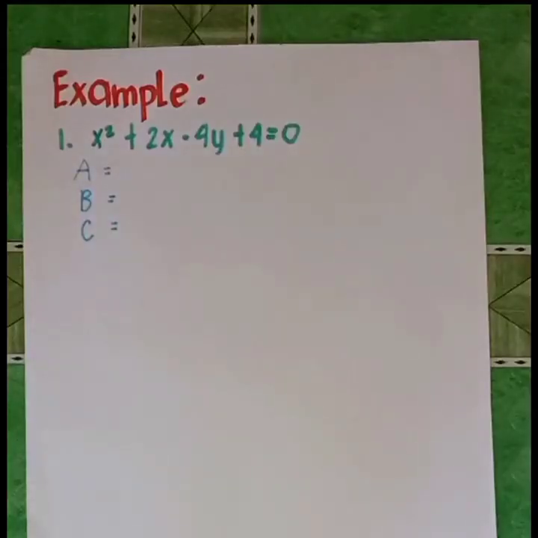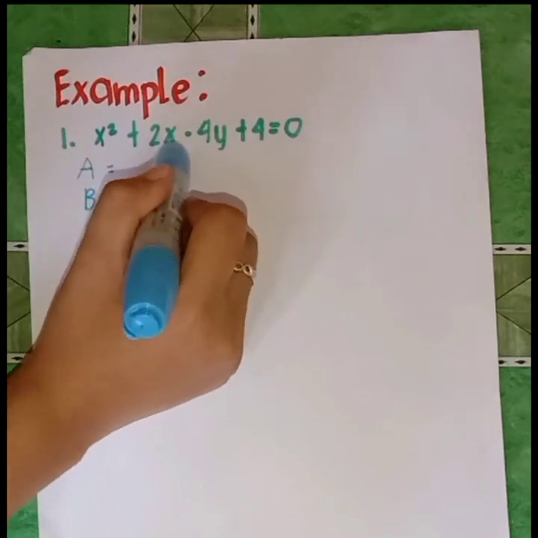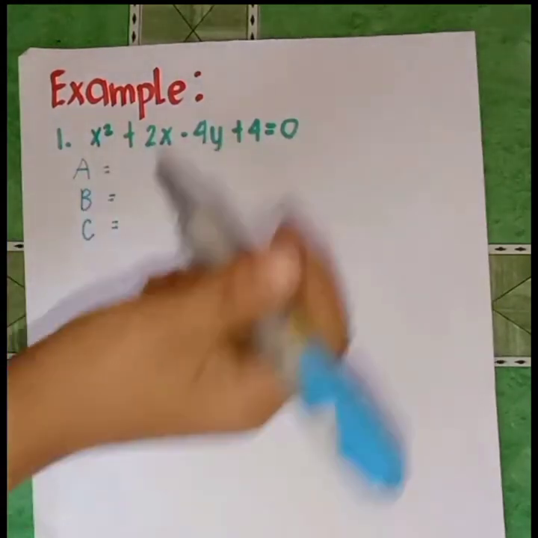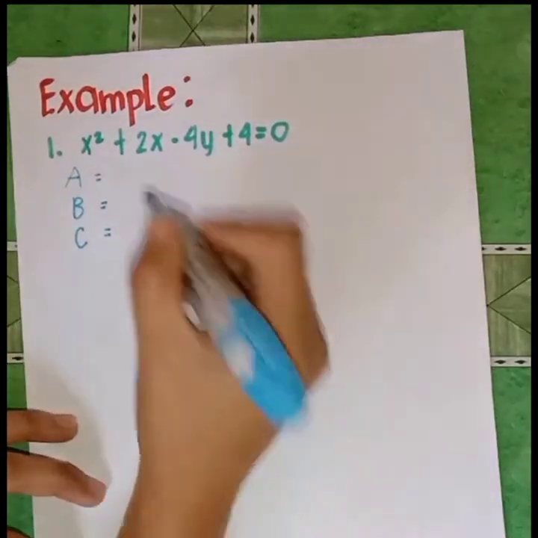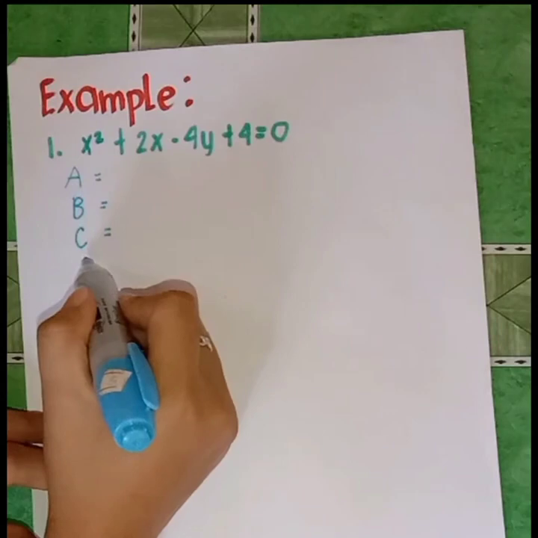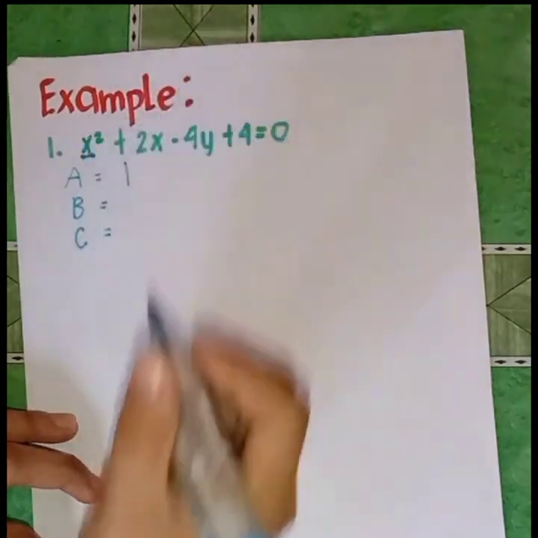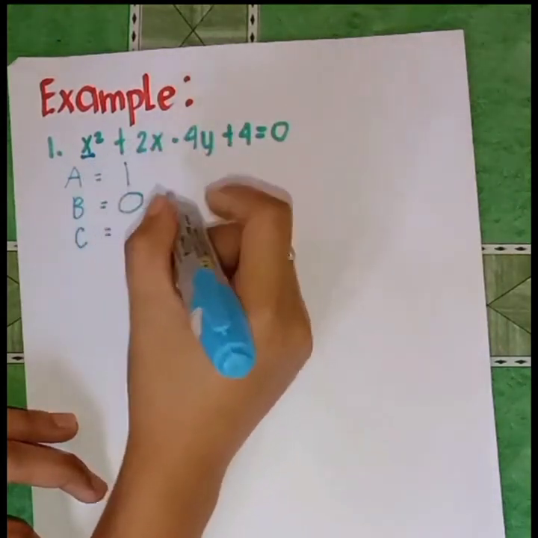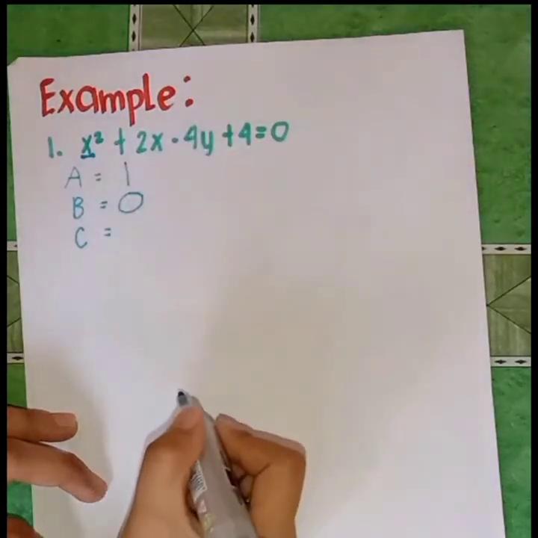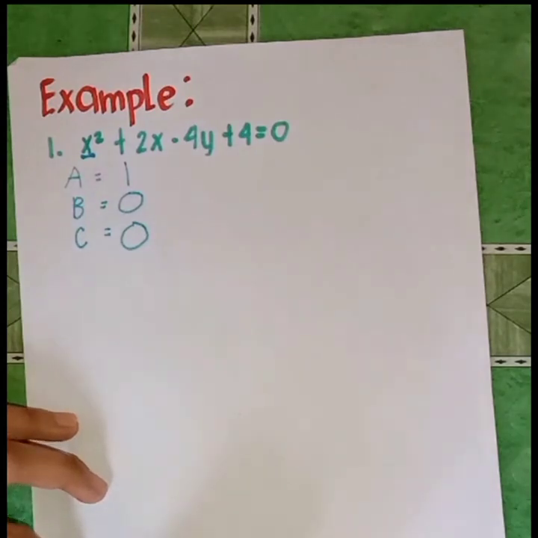So, I have examples here. The first one is x squared plus 2x minus 4y plus 4 is 0. First, we will identify the coefficients A, B, and C. Our A is equal to 1. Our B is equal to 0 since there is no xy here. And our C is equal to 0 since there is no y squared here.